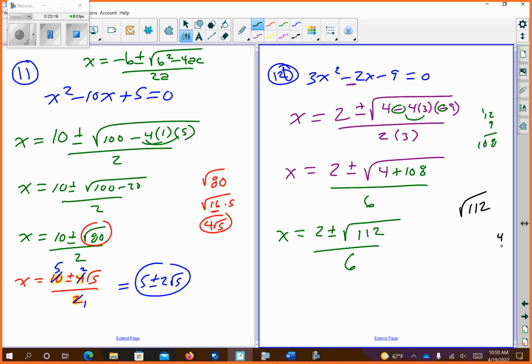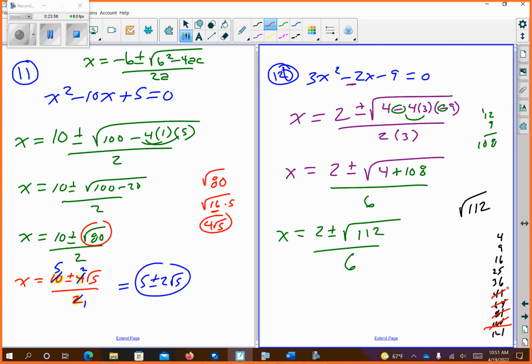So perfect squares: 4, 9, 16, 25, 36, 49, 64, 81, 100, 121. Ooh. All right, so we're starting here. 100 times a number is not going to give me 112. 81 times a number is not going to work. 64 times 2, that is 128, getting closer. 49 times 2 is 98. 49 times 3 is bigger than 112. That's not going to work.